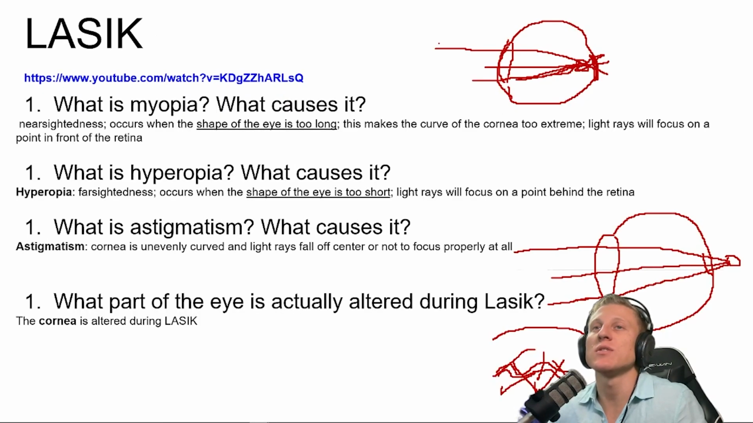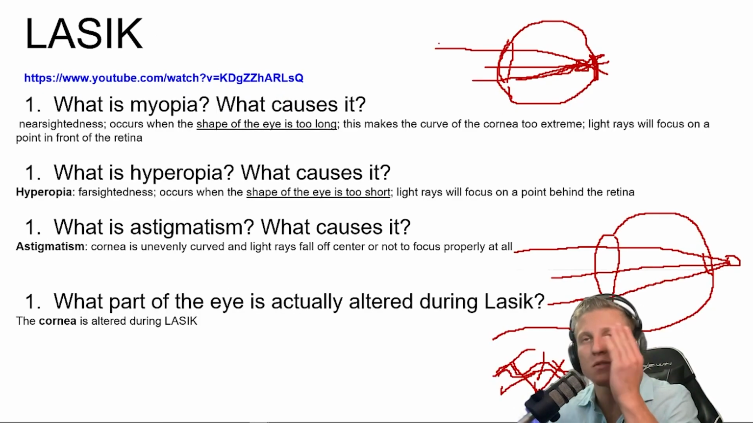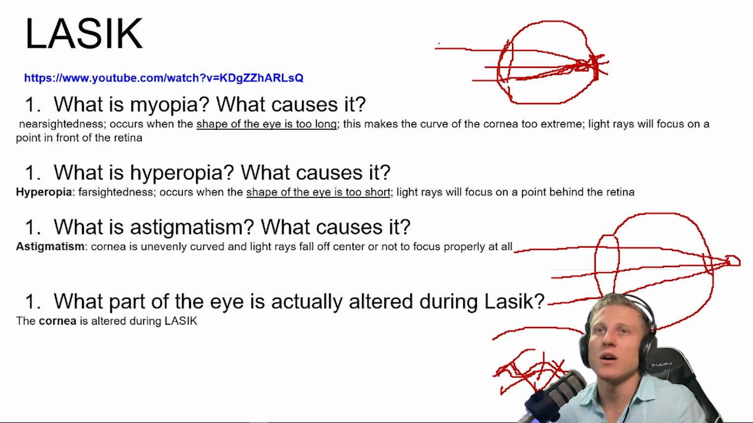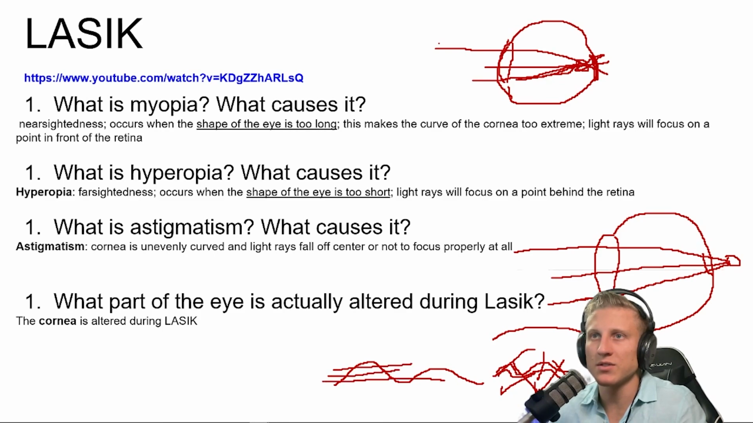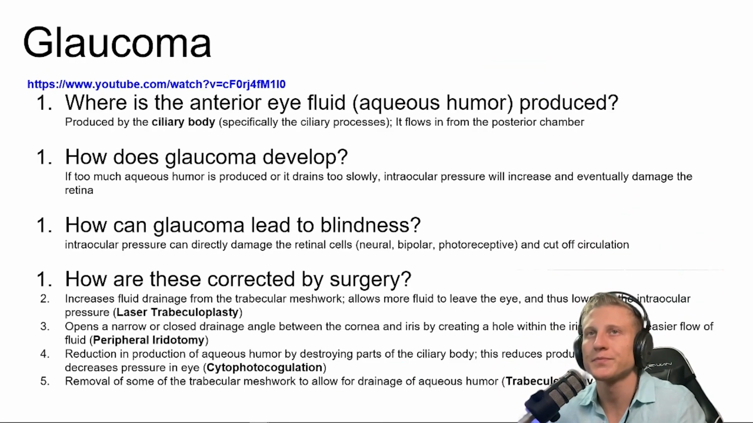We use LASIK eye surgery. This is using small lasers to remove almost individual cell layers of the cornea in order to adjust. So if we have an astigmatism, right, we'll slice into this with lasers till eventually we get a nice smooth surface. Cool.